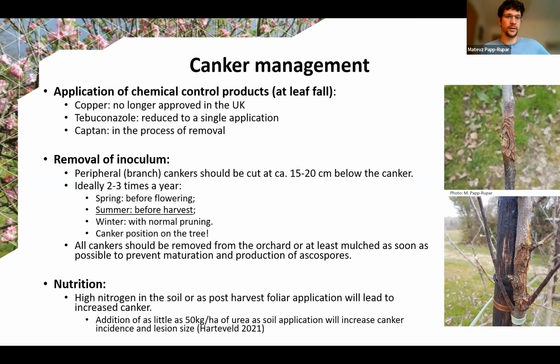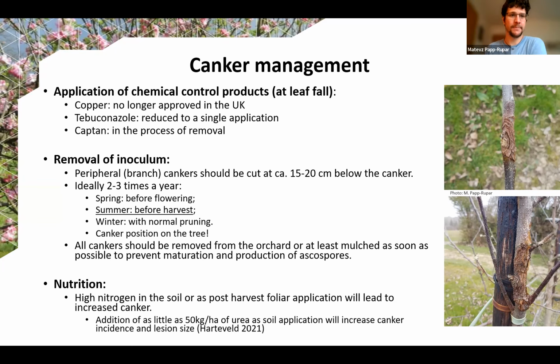One last thing of canker management that you can already do is nutrition. We know that a really high nitrogen, either as a foliar application or soil application, will really increase your canker susceptibility of the trees. Even with such little as 50 kilograms of urea applied to the soil per hectare, you significantly increase canker susceptibility.